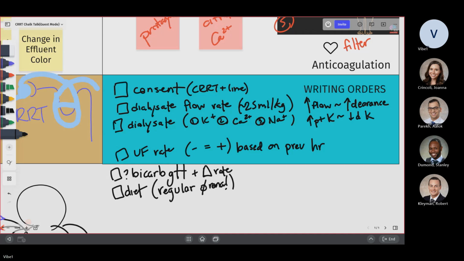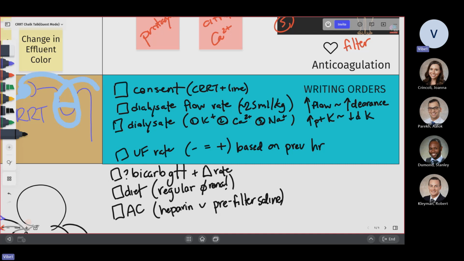Coming to your anticoagulation. The only two things we have is either heparin, and there is a protocol to keep the PTT between 45 to 60, or you can use the pre-filter saline. So basically it's the same concept as a pre-filter: we put in a saline just to reduce the concentration so that the filter doesn't clot.